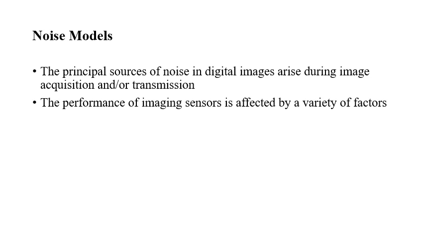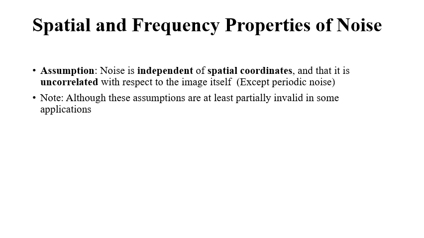Also, many times when you go for image transmission, maybe lightning has occurred or some atmospheric disturbance can enter the channel, and this can cause the image to be corrupted or degraded. These are some of the factors you should keep in mind when we are going to understand the various noise models. Before we go into the various types of noise, let us try to understand the spatial and frequency properties of noise.